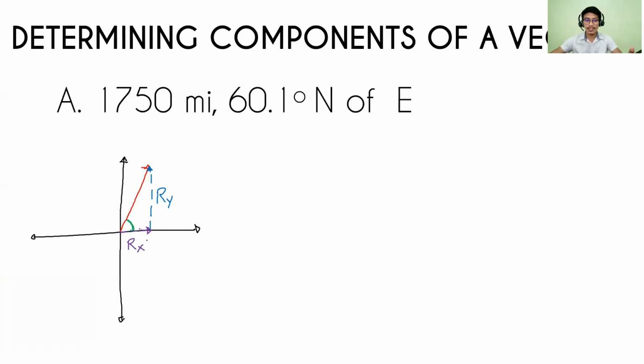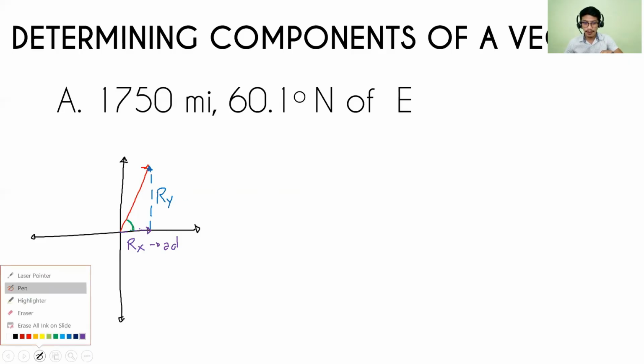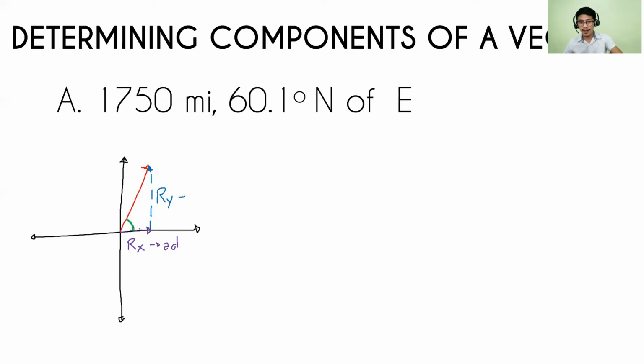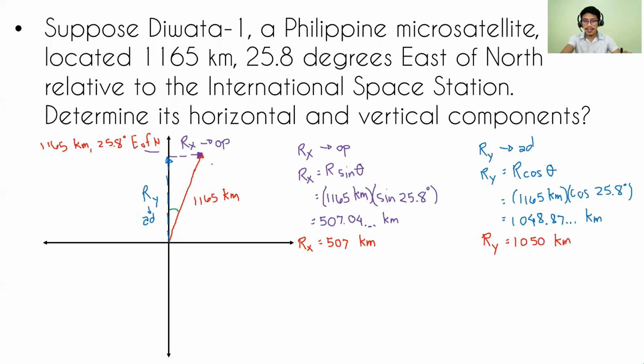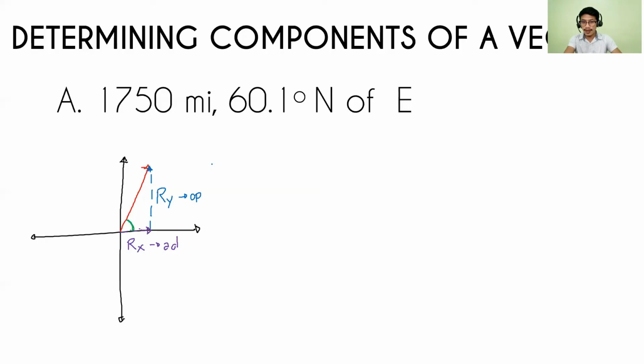Next is to identify saan dyan yung opposite side at saan dyan yung adjacent side. Ano ba si Rx? Opposite, adjacent. Rx is our adjacent side. Bakit adjacent? Because that is the side na naka-attach yung ating angle. And Ry is our opposite side. Hindi katulad ng kanina ha. Kanina si Rx yung opposite, si Ry yung adjacent. Ngayon, si Ry na naman yung opposite, si Rx yung adjacent. Depende yan kung saan yung nakalocate ang ating angle.